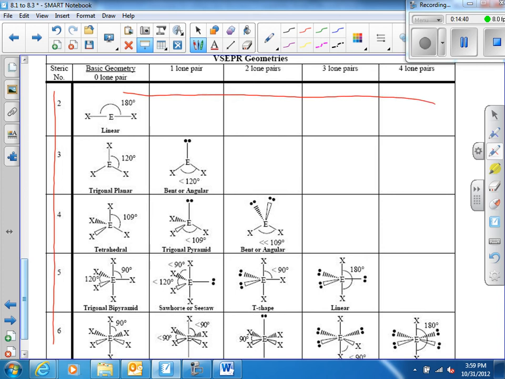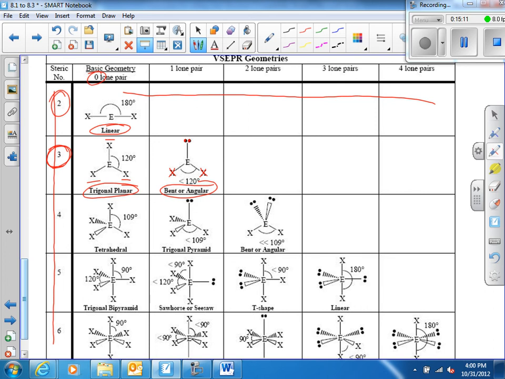So if you have steric number 2, no lone pairs, you're going to be linear. Steric number 3, no lone pairs. So 3 atoms, no lone pairs, trigonal planar. Let's suppose we have steric number 3, two bonded atoms and one lone pair, that would be called bent or angular. So here's my two atoms, and here's my lone pair.